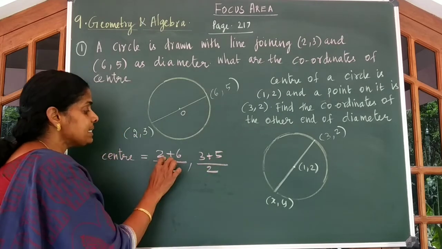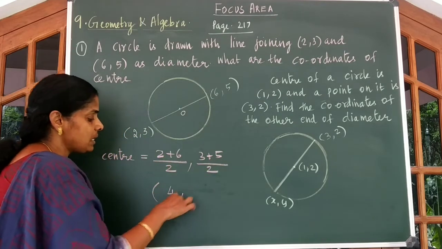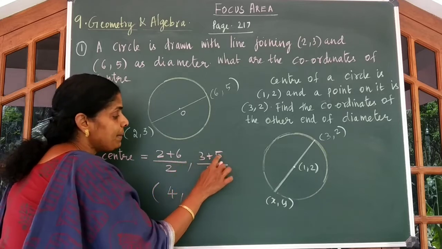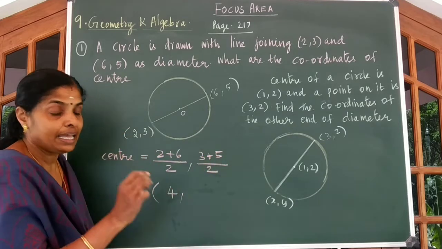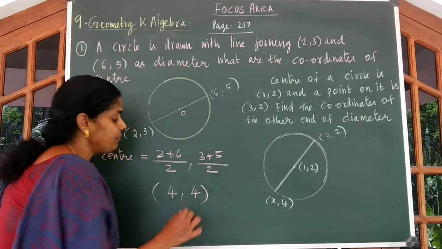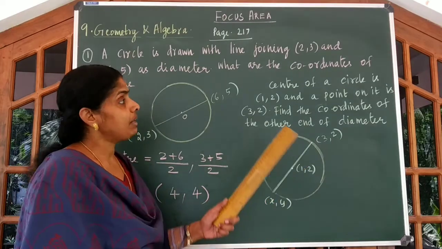So you get 8 by 2, which is equal to 4. 3 plus 5 gives you 8. 8 by 2 is equal to 4. One more problem of the same type.